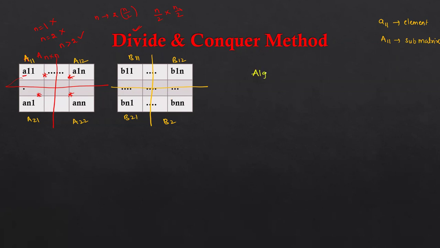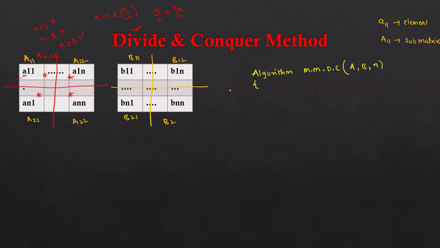So I am writing an algorithm. This is a recursively performed algorithm. Which algorithm am I writing? Matrix multiplication. Which method? Divide and conquer method. How many matrices do you require? Two matrices, capital A and capital B. What is the size of these matrices? N size. Okay. So in the divide and conquer approach, what can I check first?